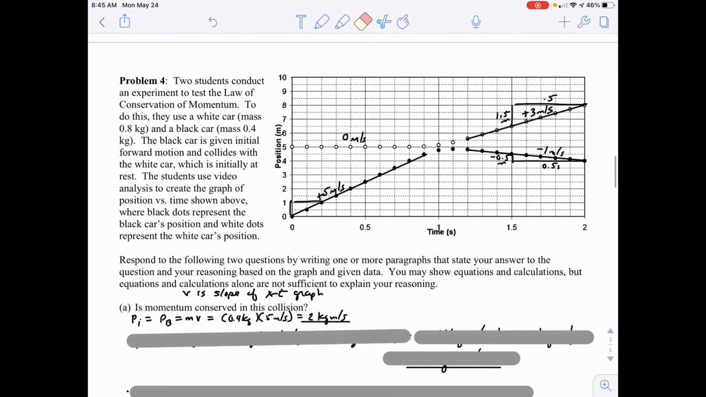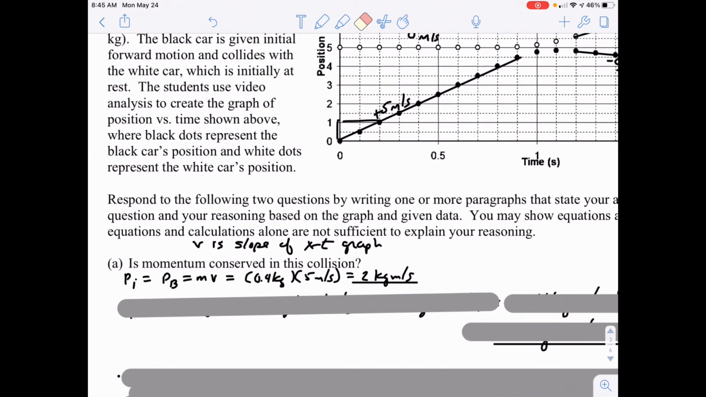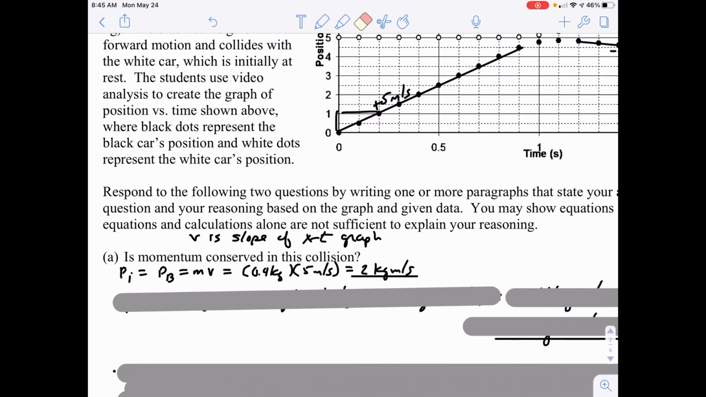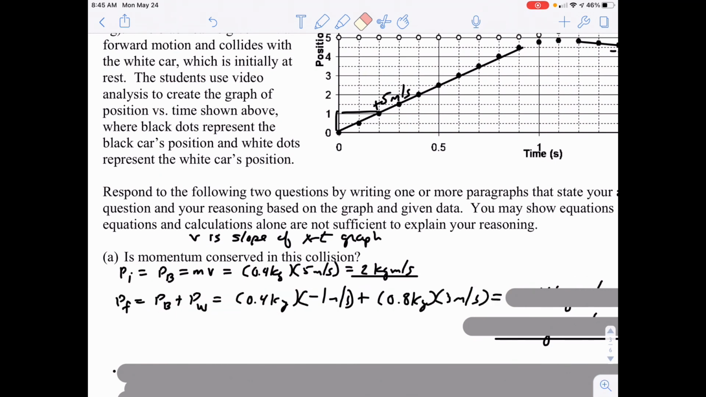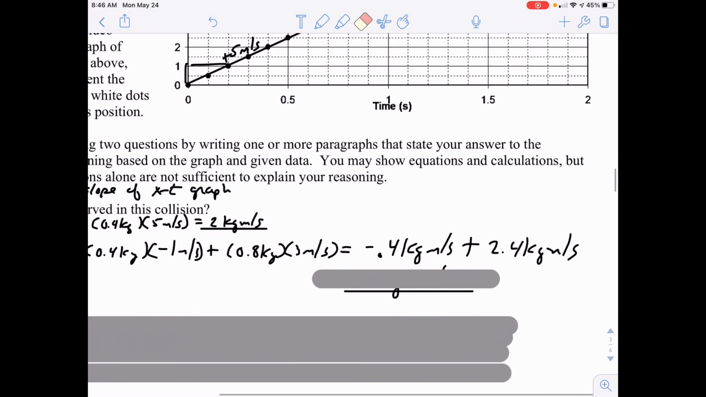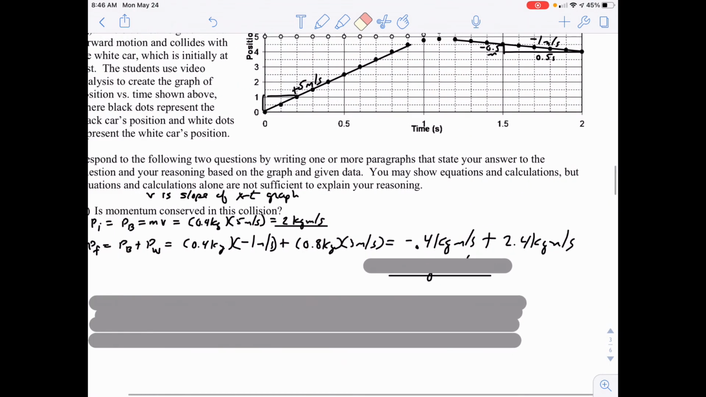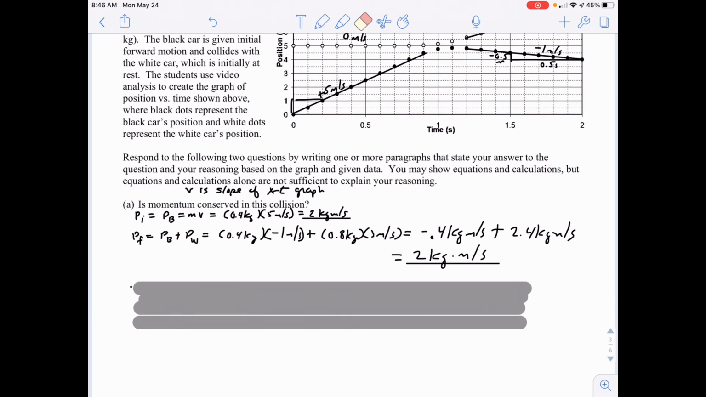The initial momentum is just due to the momentum of the black car. PB is the momentum of the black car, mass times velocity. And so we simply go 0.4 times 5, or 2 kilogram meters per second. The momentum afterwards is the black car and the white car's momentum. 0.4 times negative 1 plus 0.8 times 3, which comes down to negative 0.4 kilogram meters per second plus 2.4, which also adds up to 2.